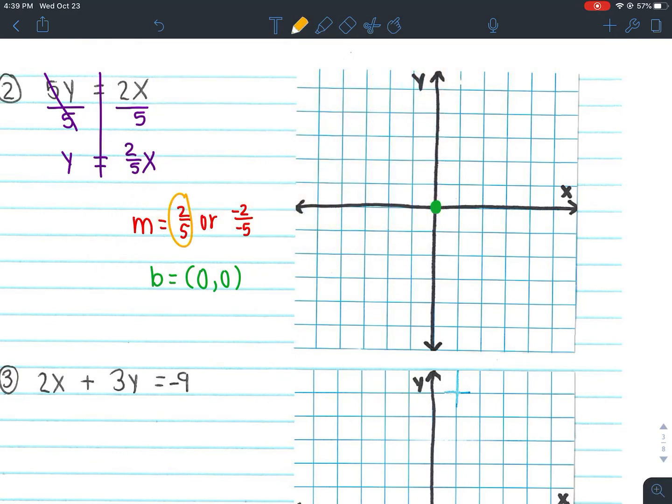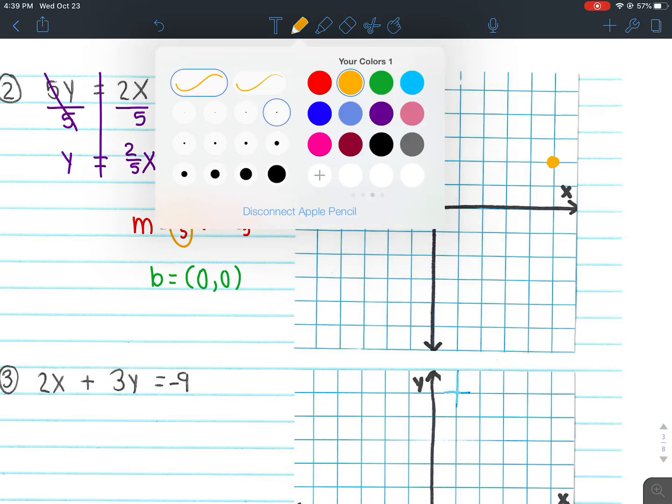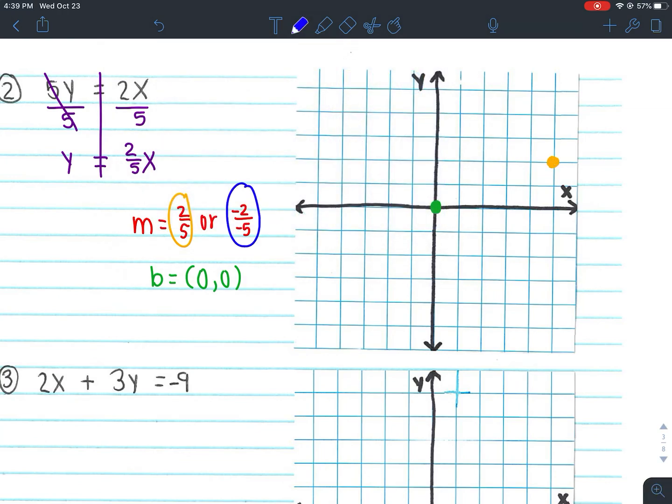So I'm going to plot the y-intercept at the origin because it's 0, 0. I'm going to use my first slope of positive 2 over 5. I'm going to go up 2, because remember, it's rise over run, up 2, and then positive 5, so I'm going to go to the right 5 units.